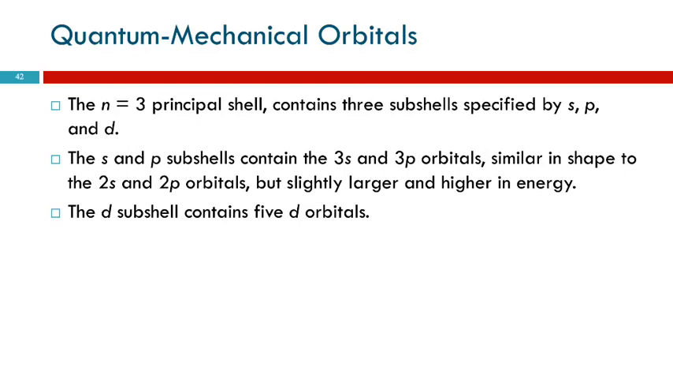So the third level, the third floor, the third principal shell, 3 sublevels, 3 rooms, S, P, and D. The S and the P subshells, rooms, have 3s and 3p orbitals, those beds. They're similar in shape. The orbitals are slightly larger, and they're higher in energy. It costs more money to stay in those beds that are higher in the motel, because it's a higher energy. And the D sublevel has 5 D orbitals. So the D room has 5 beds.